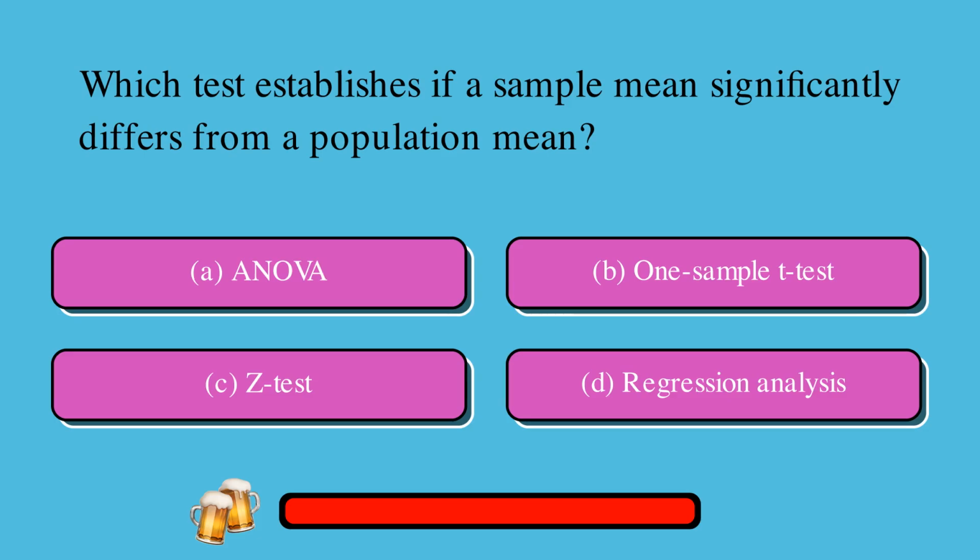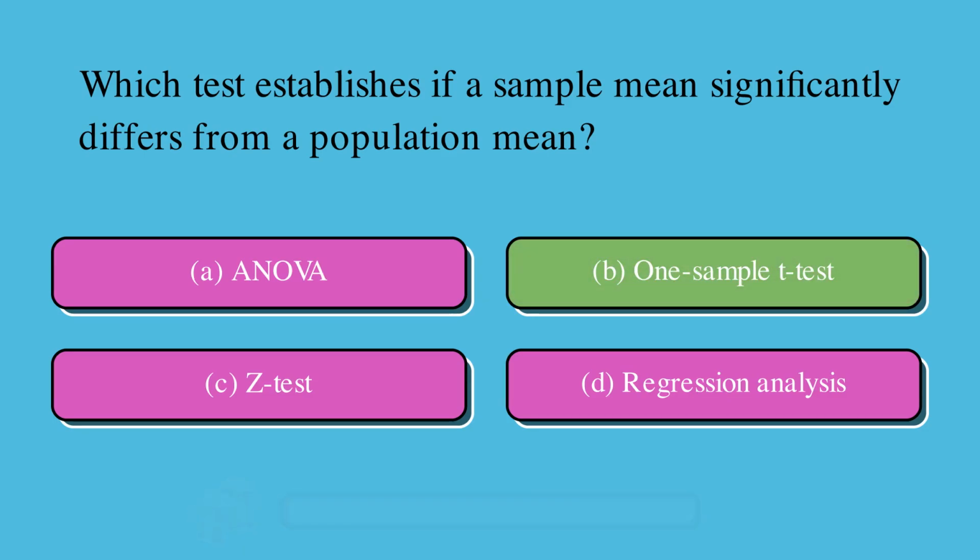Which test establishes if a sample mean significantly differs from a population mean? A. ANOVA, or B. One sample t-test, or C. Z-test, or D. Regression analysis. The correct answer is B. One sample t-test.